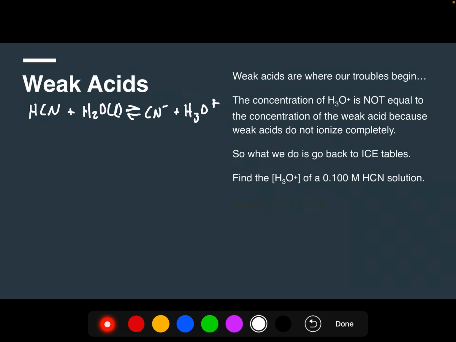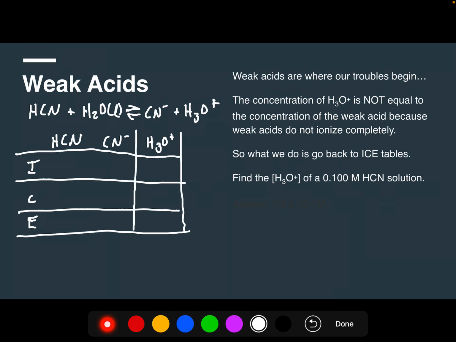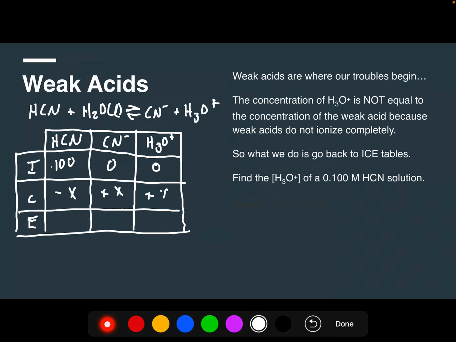So when we're making our ICE table, we'll have HCN, CN minus, and H3O plus, ICE, like that. Sorry, I probably should have drawn out my ICE table before I started the video, but... So we have 0.1 molar hydrocyanic acid. Nothing over here. So minus X, plus X, plus X, X, X, 0.1 minus X there.